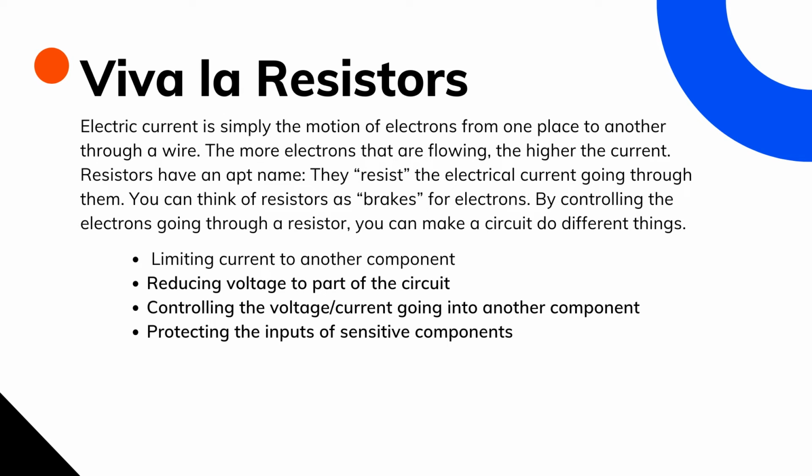Viva la resistors. Electric current is simply the motion of electrons from one place to another through a wire. The more electrons that are flowing, the higher the current. Resistors have an apt name. They resist the electrical current going through them. You can think of resistors as brakes for electrons. By controlling the electrons going through a resistor, you can make a circuit do different things. Resistors may be the primary building blocks of circuits, so you see them quite a bit in electronic projects.